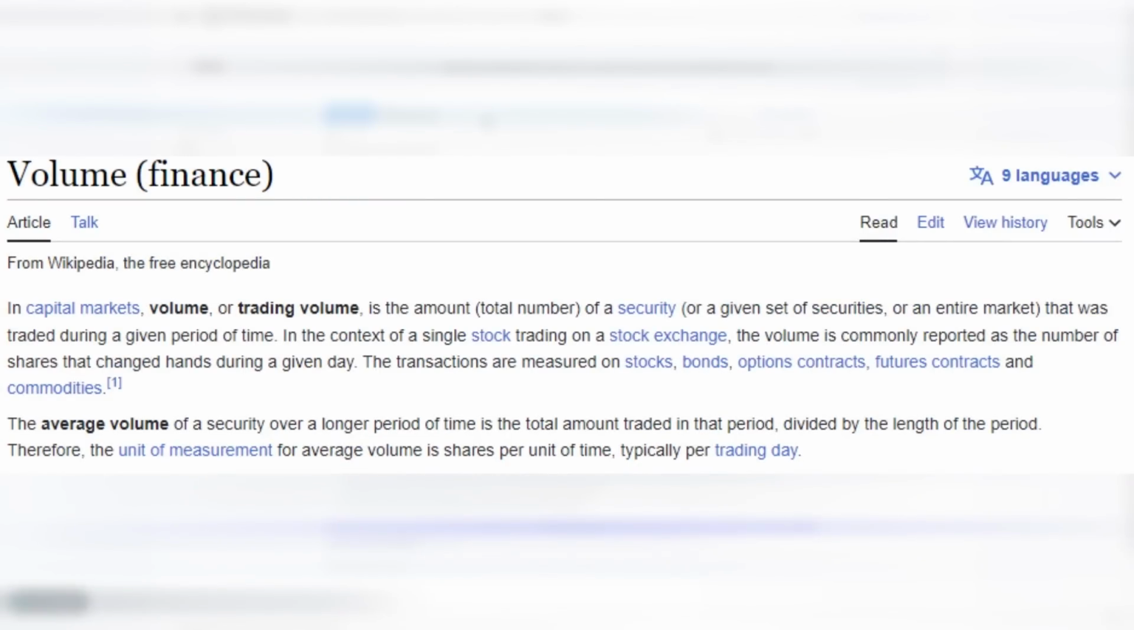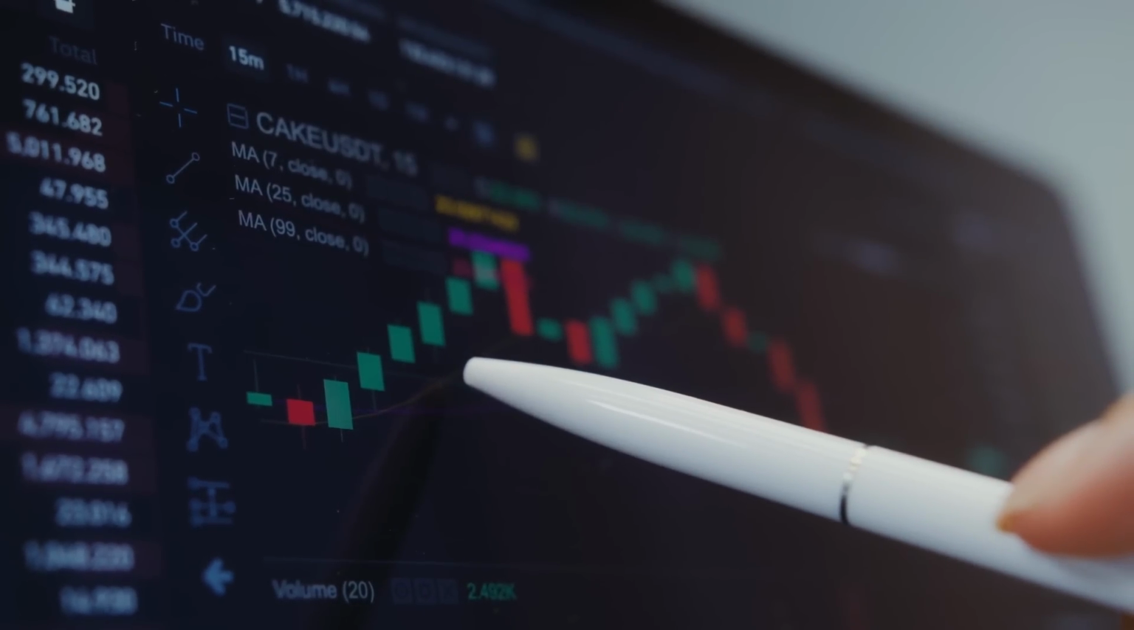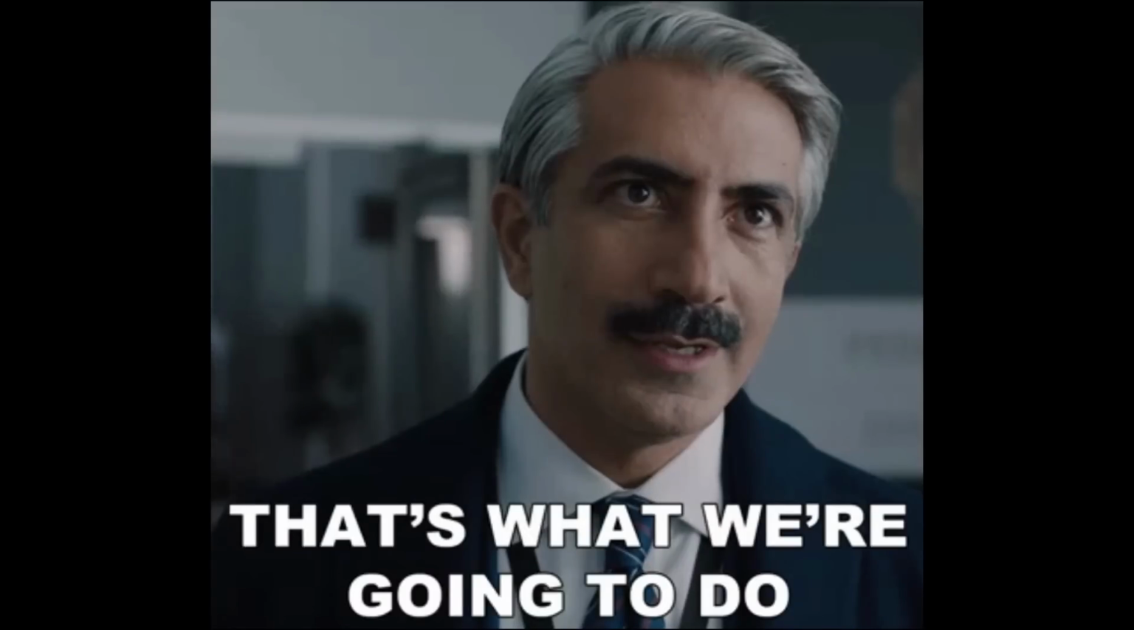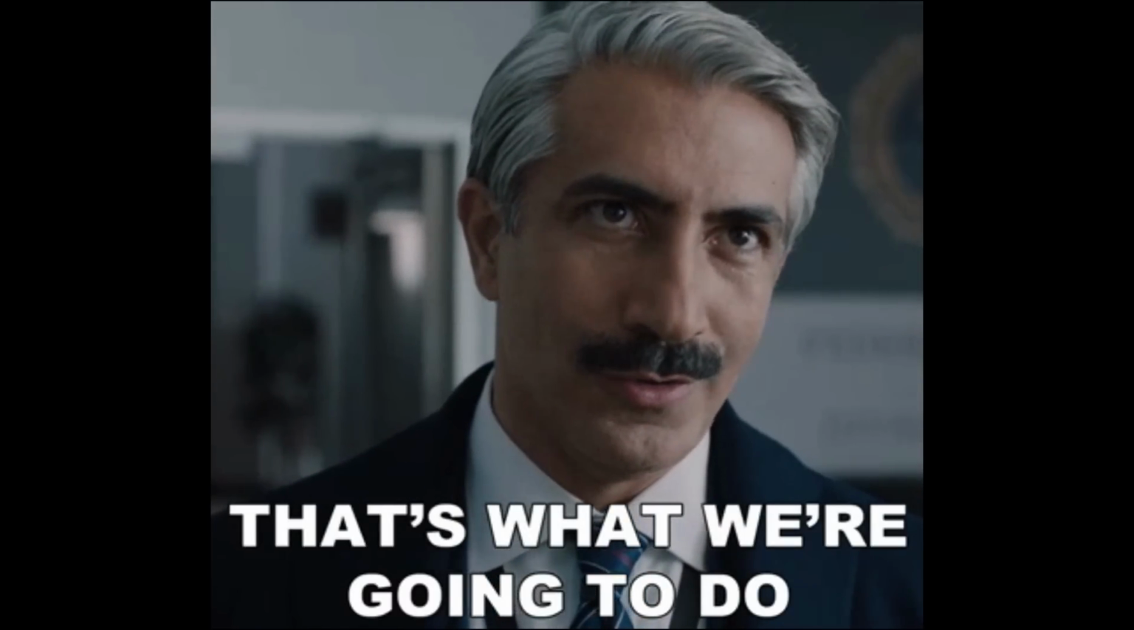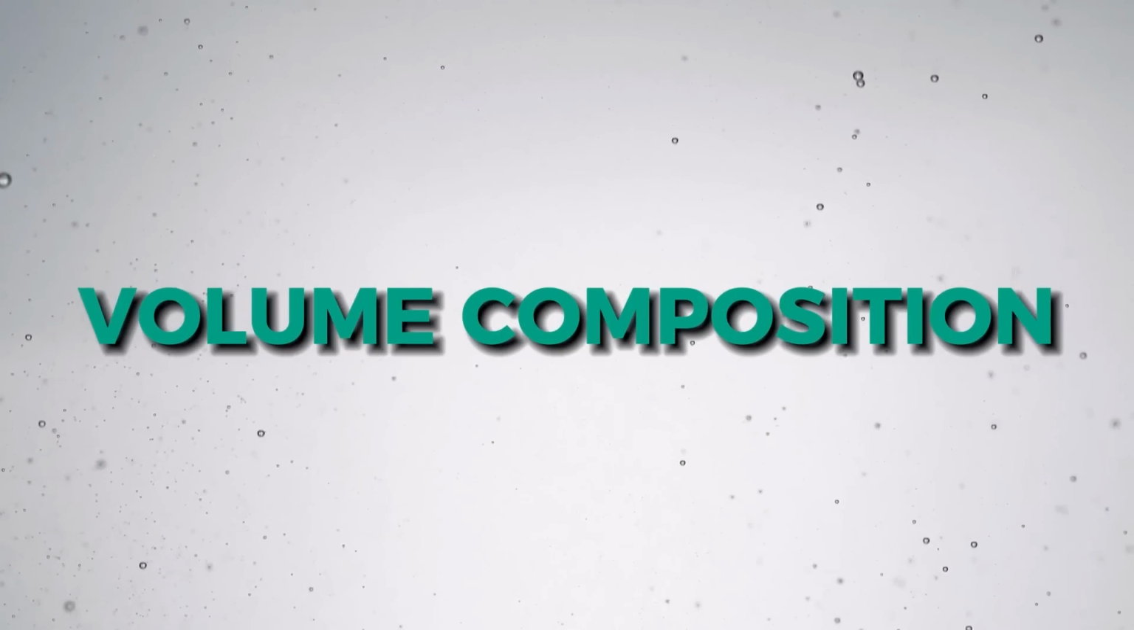Volume. This is one of the most essential parameters that can make or break any trading strategy. Incorporating the right volume analysis method into a trading strategy can improve its win rate immensely. And that is exactly what we're gonna do in this video using a volume indicator called volume composition.